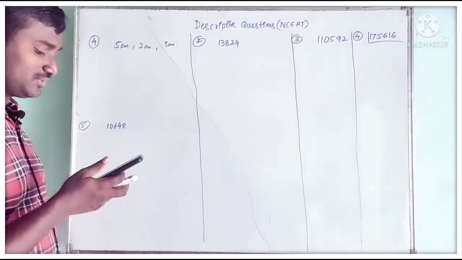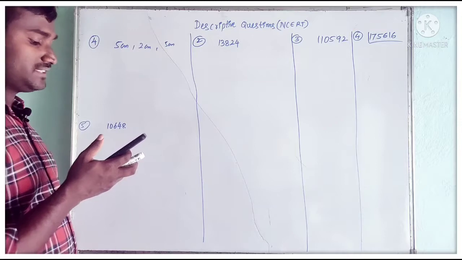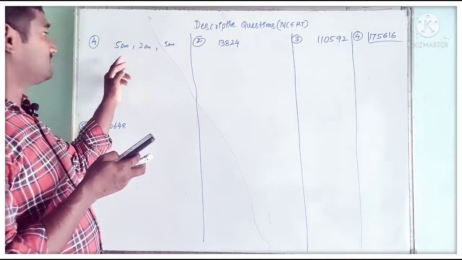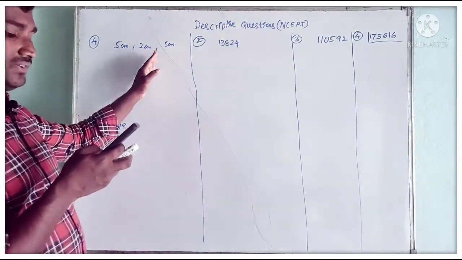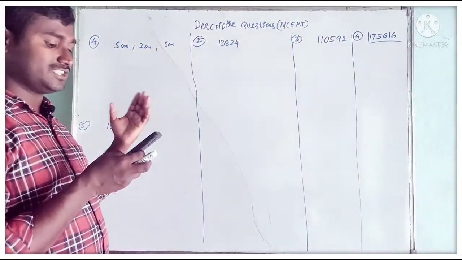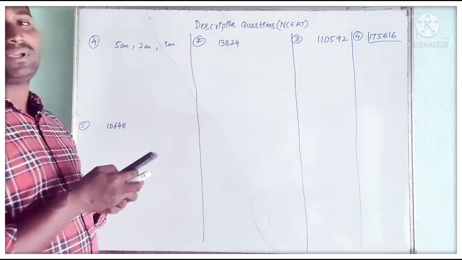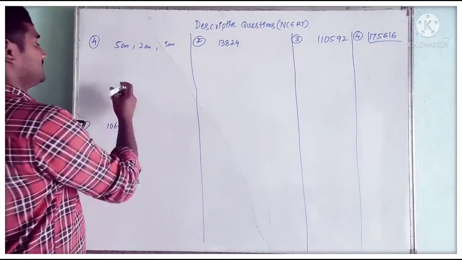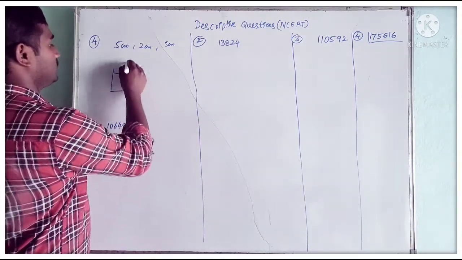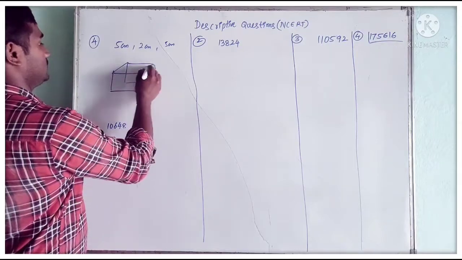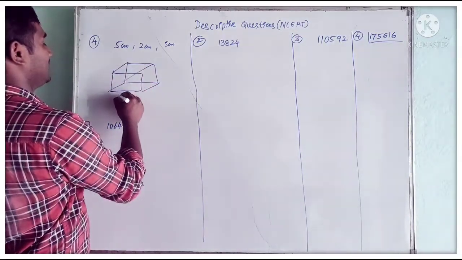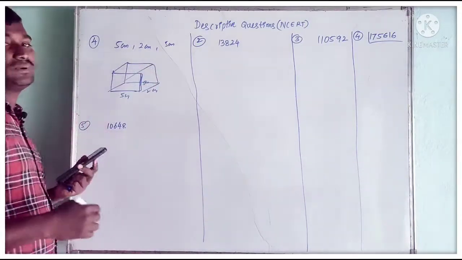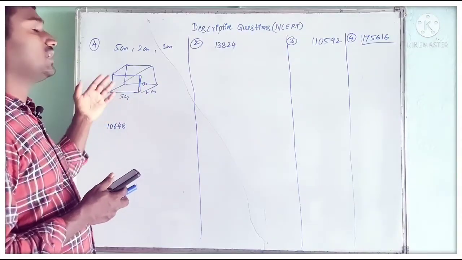Okay, let us discuss question number 4: Parikshit makes a cuboid of plasticine of sides 5 cm, 2 cm, 5 cm. How many such cuboids will be needed to form a cube? So here Parikshit makes a cuboid, which has length 5 cm, breadth 2 cm and height 5 cm. How many such cuboids are needed to form a cube, they asked.